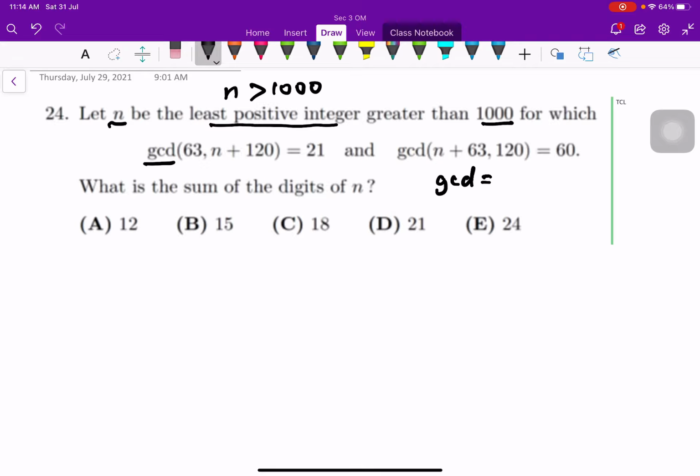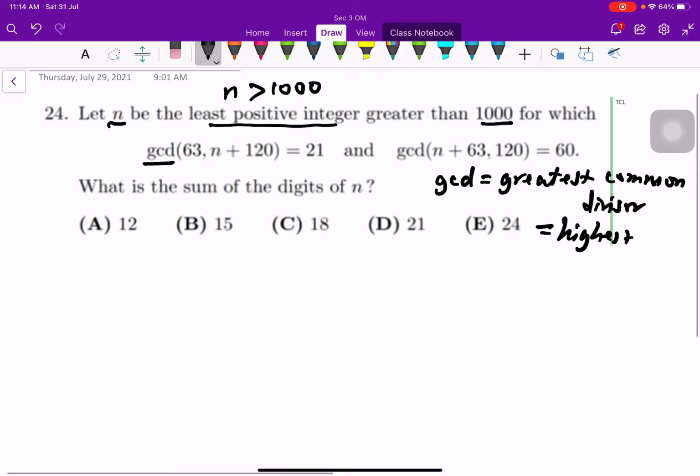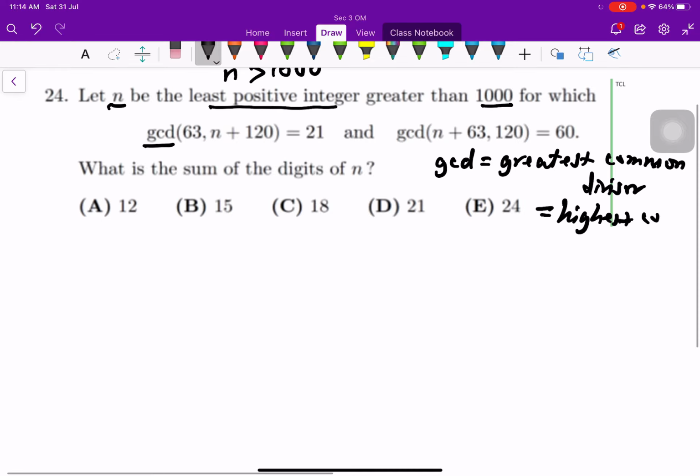GCD in this case is greatest common divisor. I think when you write down this term, you will probably understand that it is similar to our highest common factor. It's the same idea. In our Singapore context, we call it highest common factor, HCF. Therefore, your GCD is actually equivalent to our HCF.